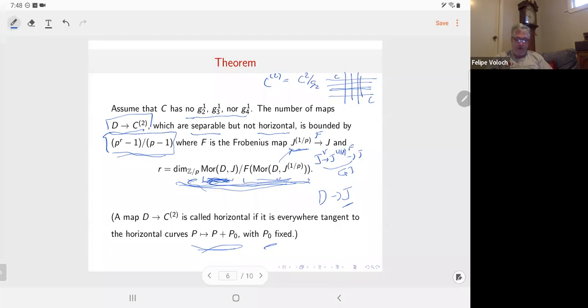But I also want to exclude maps that are everywhere tangent to the horizontal maps. In characteristic P, of course, you can have something that is not constant, but is always horizontal. So I call a map horizontal if it's everywhere tangent to these actual horizontal curves.